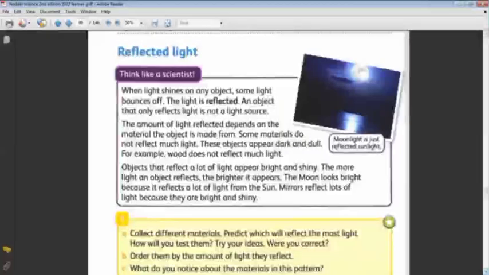We talked about how light travels in the form of a straight line, and this straight line has a direction from the source of light to the surroundings, and we talked about the ray diagram. Now we will talk about light when it is reflected. When light shines on any object, some light bounces off. Bounces off means that it is reflected to the opposite side.